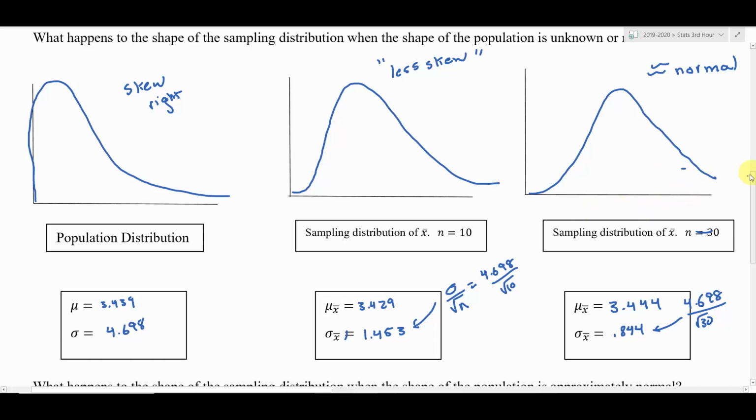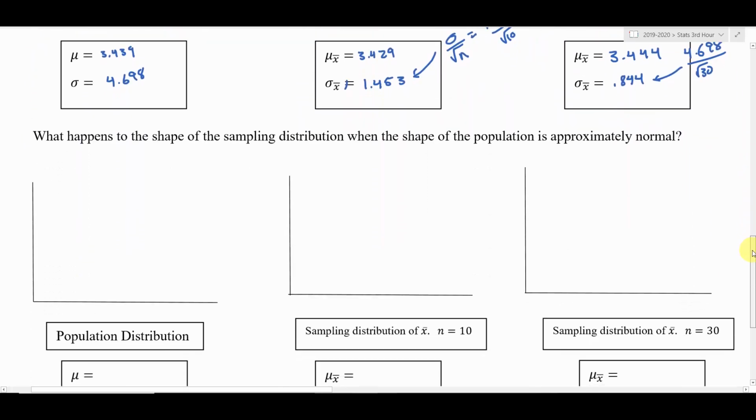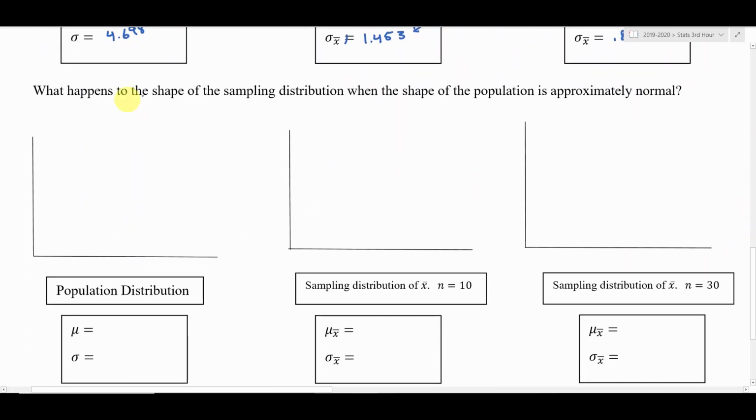Let's go down here. So remember what we did was we started off with something that was not normal. We started off with something that was skew right. And by increasing that sample, we got to something that was normal. But what if we start off with something that is already normal, right? So we're going to say, well, what happens to the shape of the sampling distribution when the shape of the population is already approximately normal?